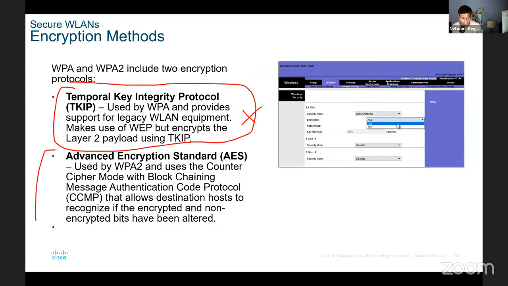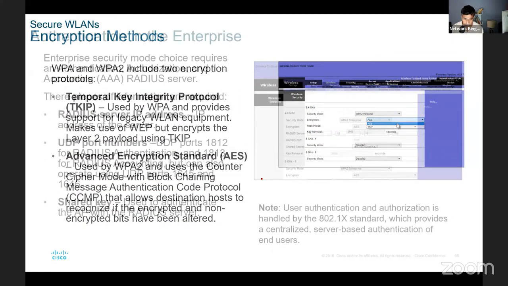But the AES algorithm, which is called Advanced Encryption Standard, uses something called Counter Mode with Cipher Block Chaining Message Authentication Code Protocol, CCMP. Very big full form. It is a very, very highly encrypted algorithm and standard, which is also used by the IPsec protocol.